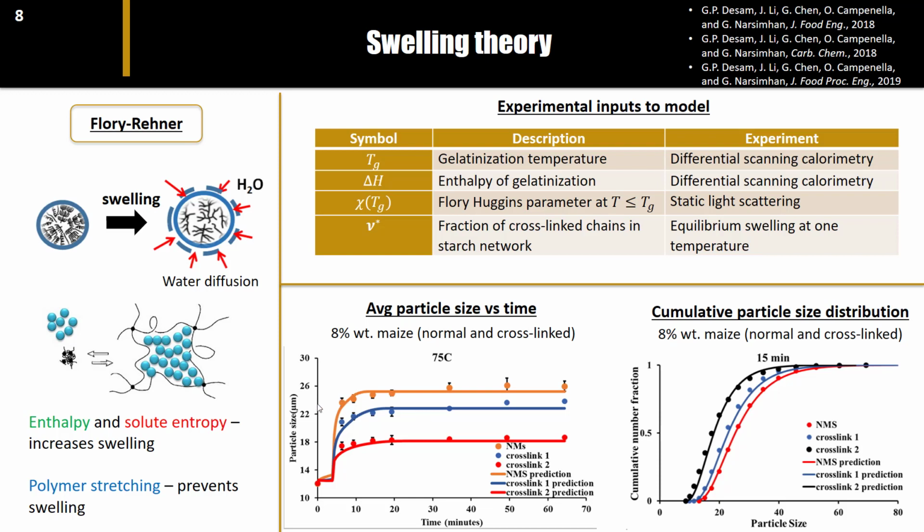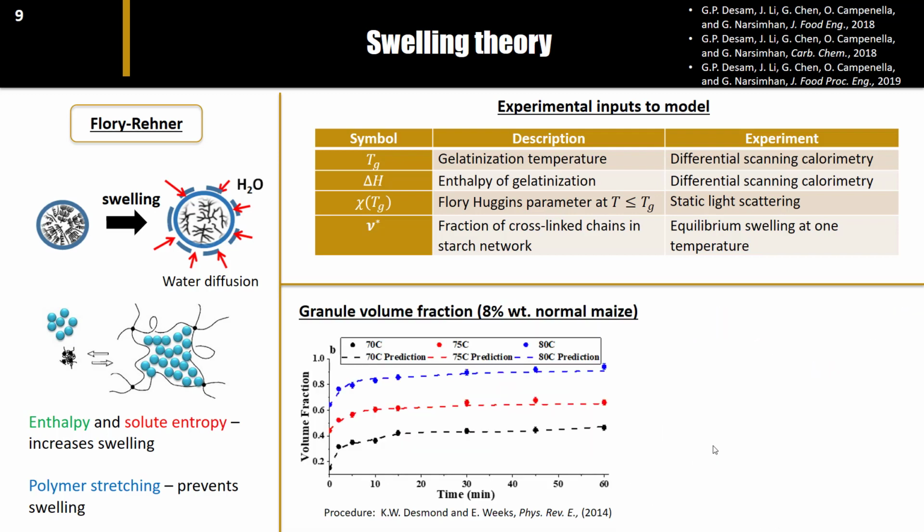We can not only look at average particle size, but we can also look at, for example, size distribution. And we see that we also get quantitative agreement between theory and experiment for this as well. Lastly, we've been able to basically convert the size distribution data into volume fraction that's occupied by the granule, and so we can plot, for example, the volume fraction versus time for granules for different heating temperatures, and we see agreement between theory and experiments as well. So what we found is we have a methodology now to predict the size distribution of granules as they swell.